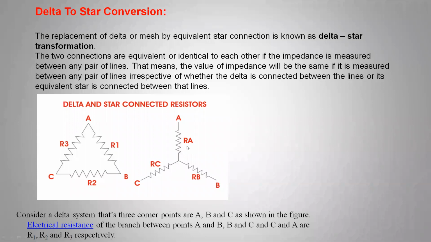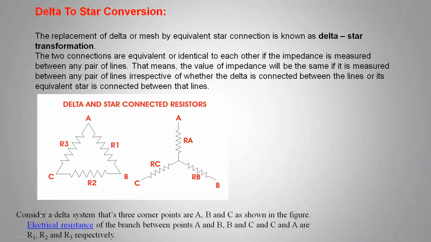Okay, this is the delta connection, and this is the equivalent star network. Between A and B is resistance R1, between A and C is resistance R3, and between B and C is resistor R2. These are the three wires, three phases. The A phase has RA, the B phase has RB, and the C phase has resistance RC.